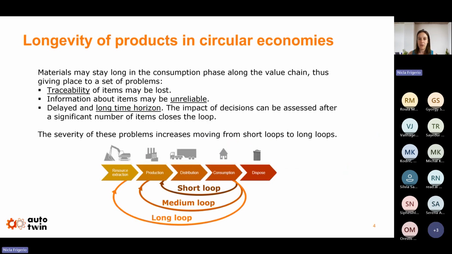Another point is related to longevity. Because products go around and around in a circular manufacturing chain, the traceability of an item is even more important than before, and is also difficult to maintain, because traceability may be lost when we go from one circular market to another, for example. This is because information may also be unreliable. And the severity of those problems, of course, increases while moving from a short loop to a long loop.